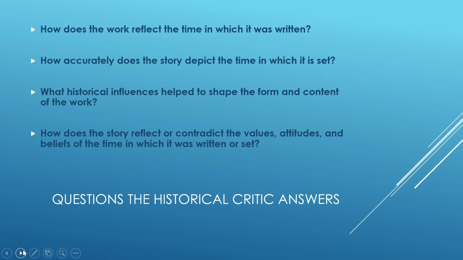One approach is the historical approach. The historical critic believes that studying the time and place in which the author wrote the work of literature will aid readers in their understanding of the literature. The historical critic studies the author's society and culture. The historical critic is interested in the meaning the literature had in its own time, that is, when it was first published. So here are some of the questions that an historical critic asks.